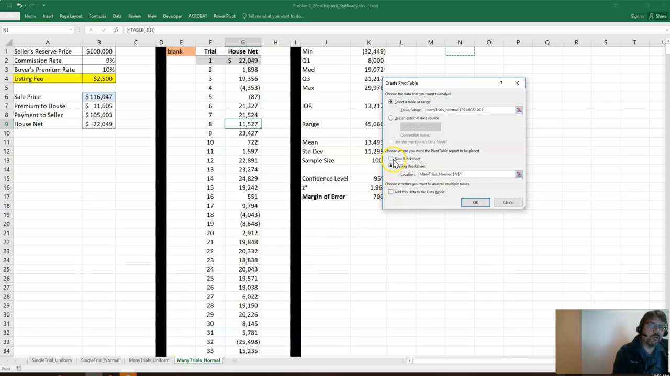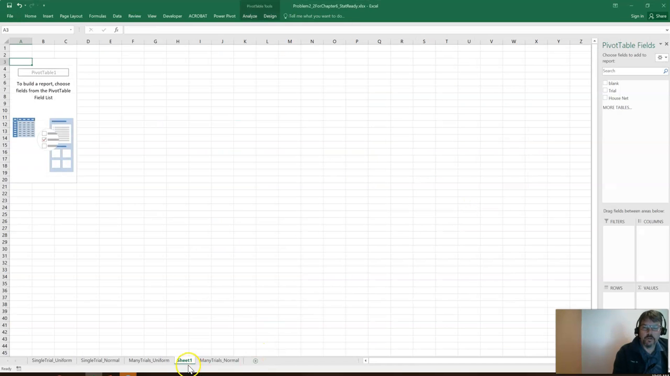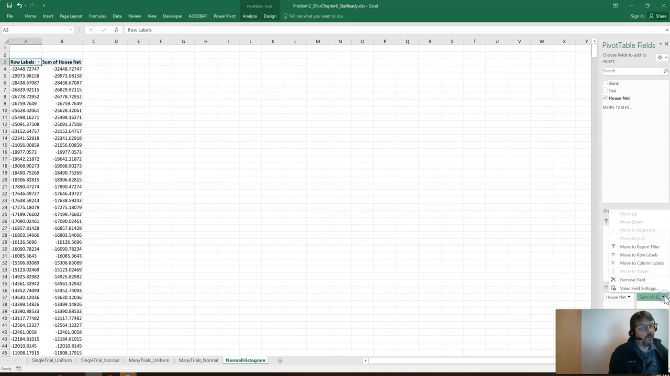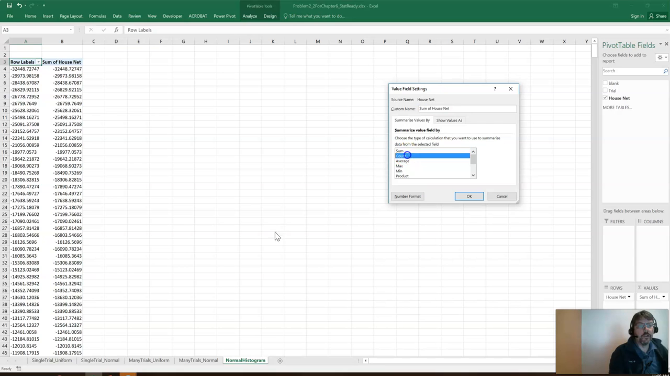In this case, I'm going to put it in my normal, completely new worksheet. I don't like the fact that it just named it sheet, so I'm going to change the name. I'm going to name this one normal histogram so we can keep track of what's going on. So what do I want? I want the house net down into here, and I want to put it over here, and it sums it because it's a number, so I have to tell it to count it.